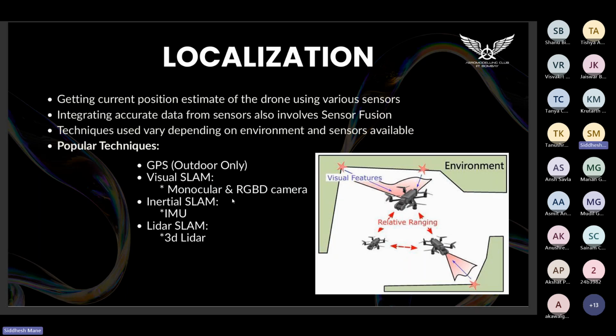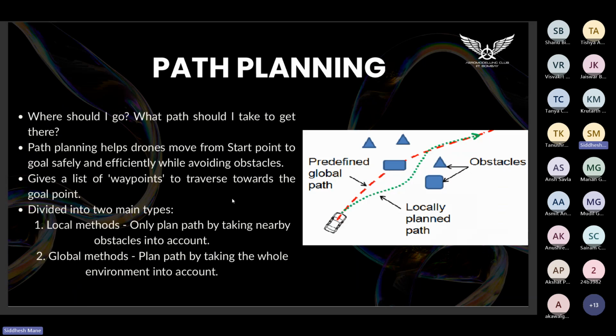So moving on, next, we have path planning. Now imagine you have an autonomous drone, but it should know where to go, what path to follow. That's where path planning comes in. As you can see here in the diagram, there's this drone, and say this is the goal. We want our drone to reach here.